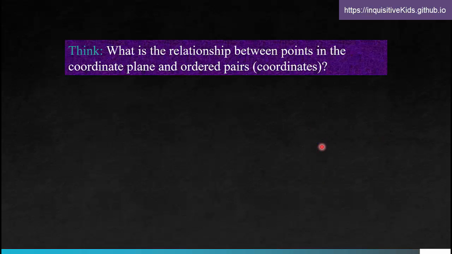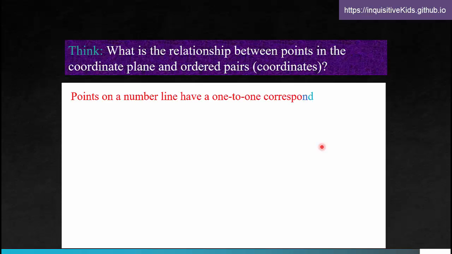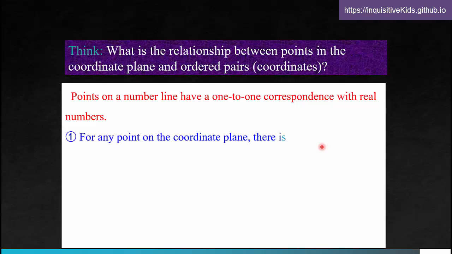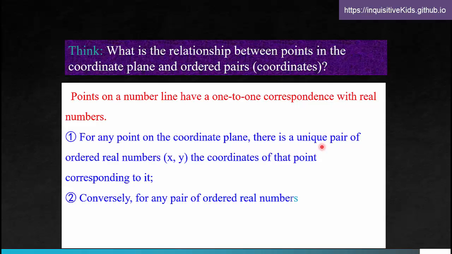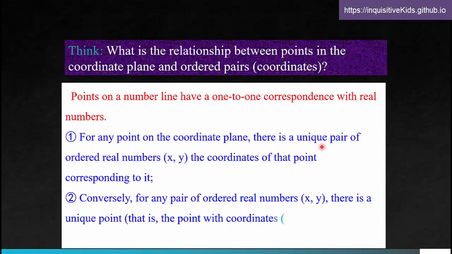What is the relationship between points in the coordinate plane and ordered pairs, which are coordinates? Points on a number line have a 1-to-1 correspondence with real numbers. For any point on the coordinate plane, there is a unique pair of ordered real numbers (x, y), the coordinates of that point, corresponding to it. Conversely, for any pair of ordered real numbers, there is a unique point, the point with the coordinates (x, y), corresponding to it in the coordinate plane. So on the number line, since that's one-dimensional, you have a 1-to-1 correspondence between real numbers and the points that represent them.